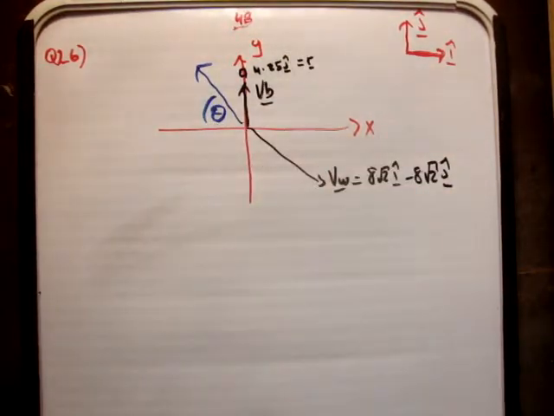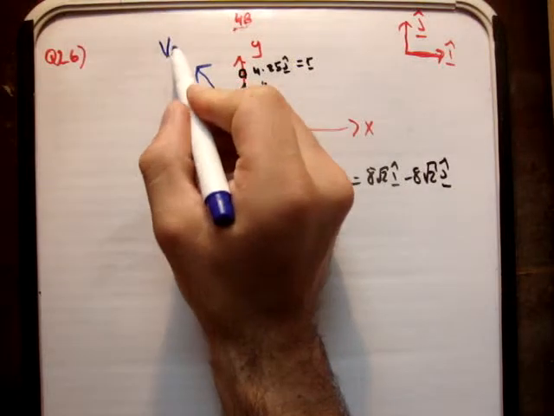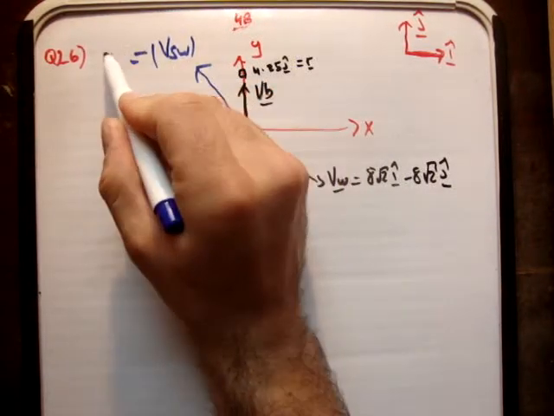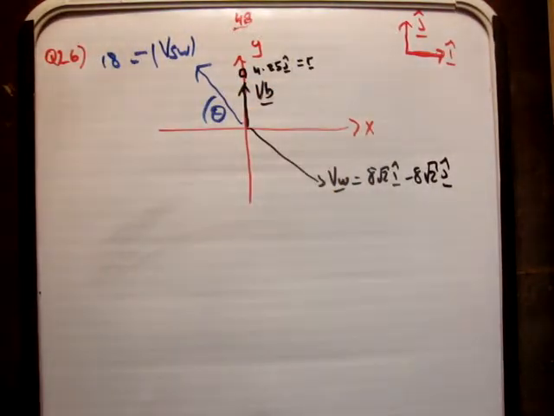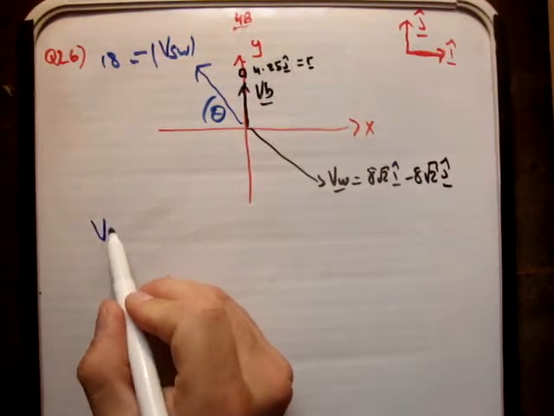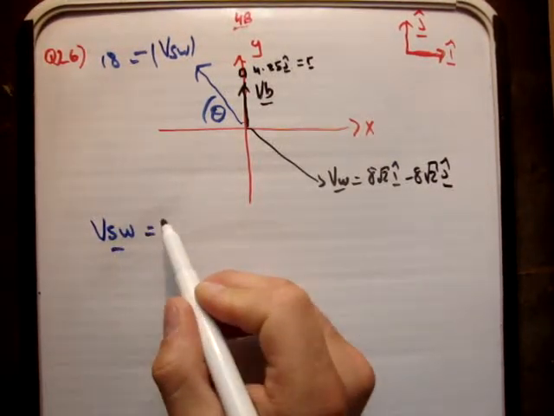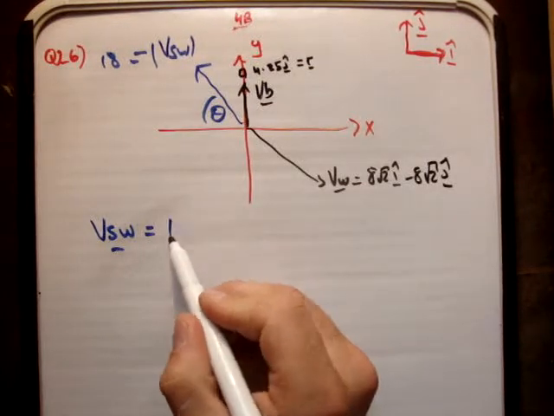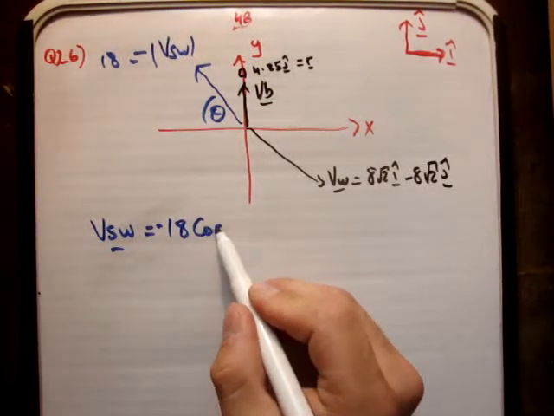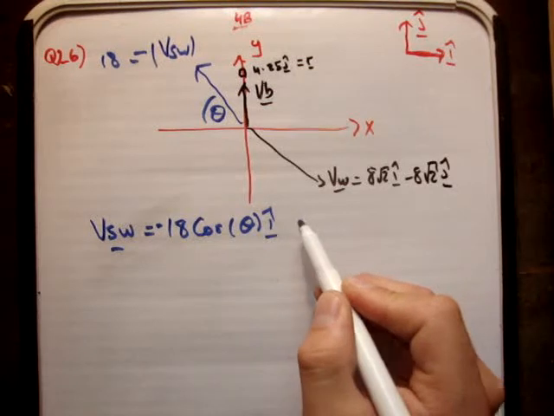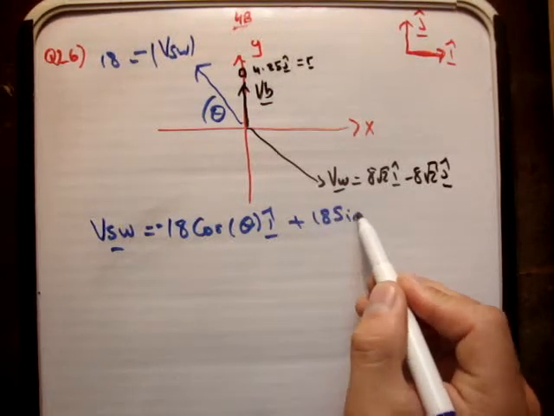I'm going to call this angle here theta. And this is going to be VSW, whose magnitude is equal to 18. And we know of course that VSW is equal to negative 18 times the cos of theta i, positive 18 times the sine of theta j.